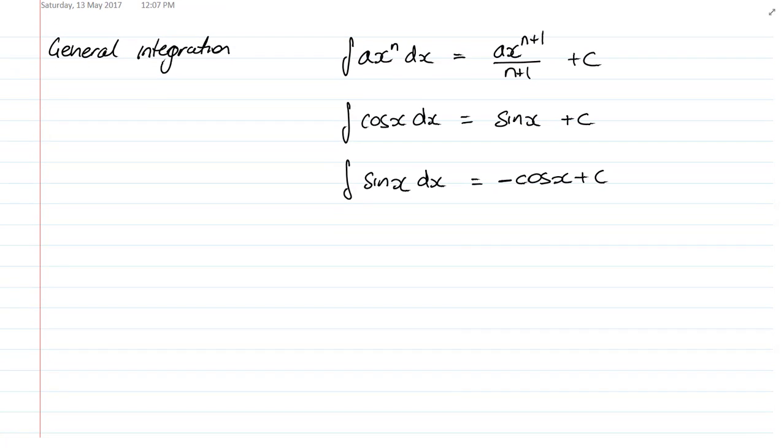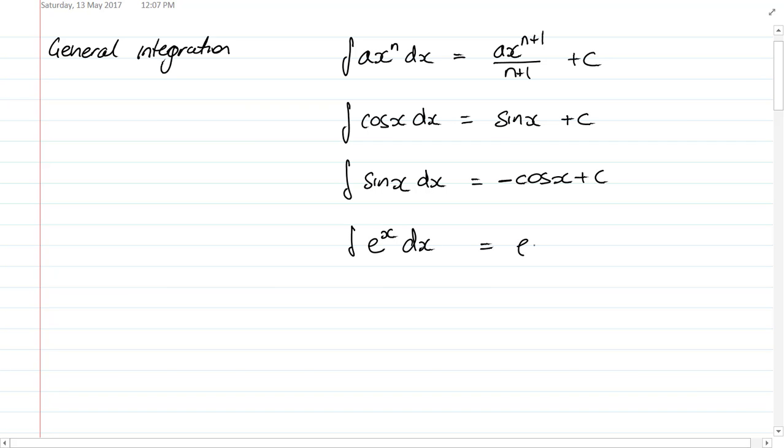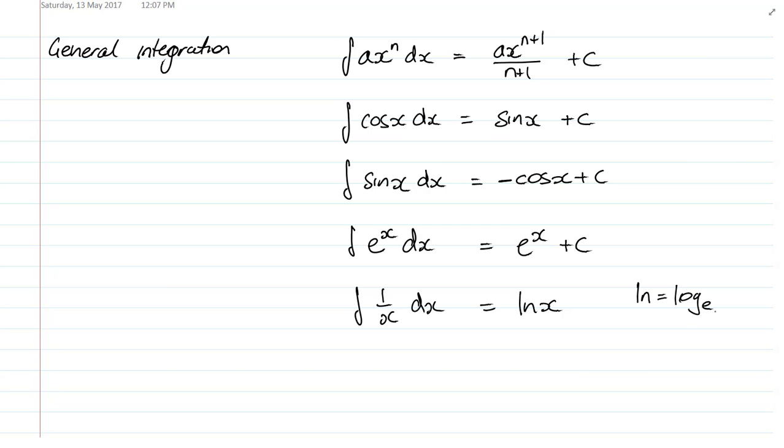And there are two more for you. The next one is probably the easiest of the lot. The integral of e to the x dx is equal to e to the x plus c. And then the integral of 1 over x dx is equal to the natural log of x. ln, you recall, is the same as log base e. So there are our 5 integration rules. They form the basis of what you need to know and be able to do.